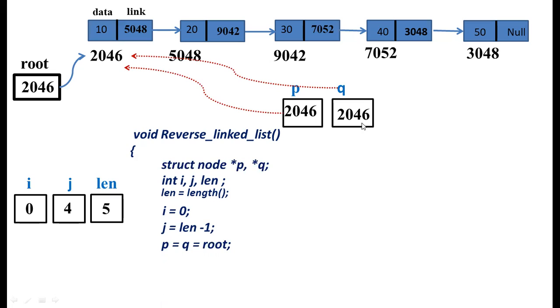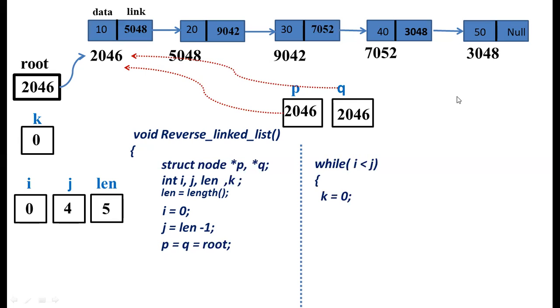Now we have to move the control of q to the last node. P needs to stay in the same place because p has to point to the first node. So only the control of q we need to move to the last node. How can we do that? To move the q control to the last node, we use the same while loop, while i less than j. Now, taking the help of another variable k, assigning the initial value 0, we have to do one more while loop, that is while k less than j. Here, while k less than j, q is equal to q2 link, then we have to increase the k value.